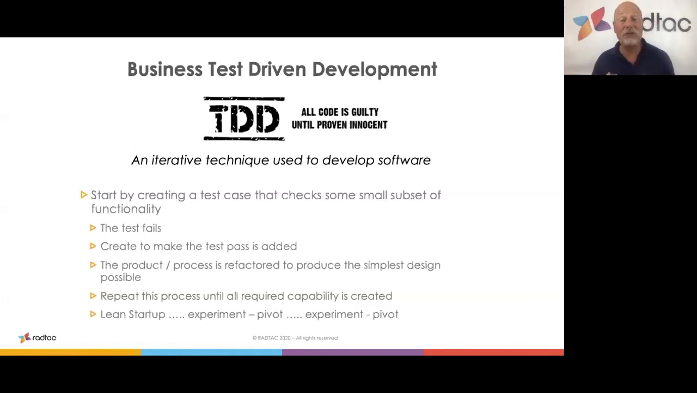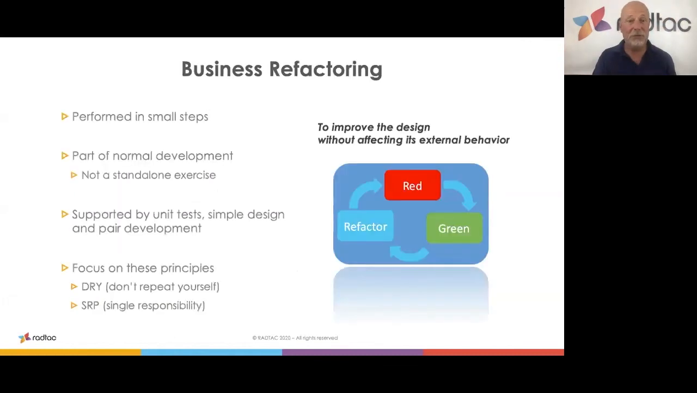So in Lean Startup, which is another book I would suggest you might have a look at, what we do is short experiments and then we pivot. So we get some factual information, we then decide which way we're going to go. Some more factual information, decide the way we're going to go. So experiment and pivot. So TDD is as applicable in the business.